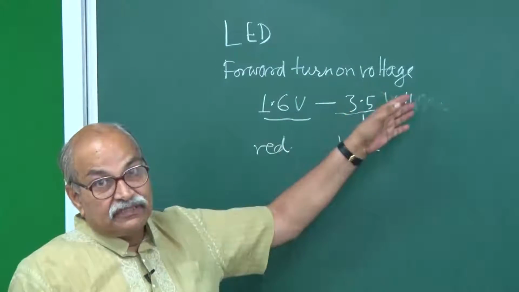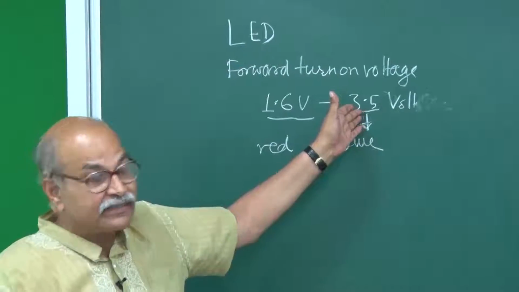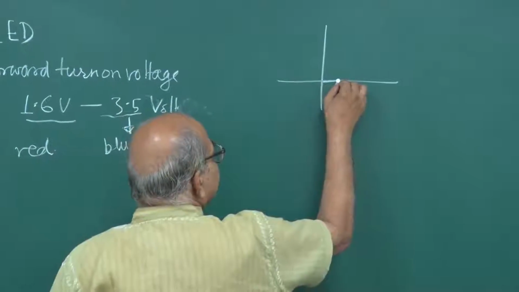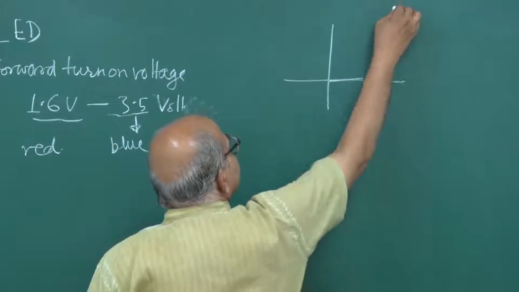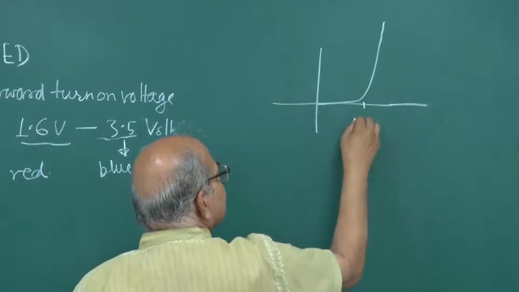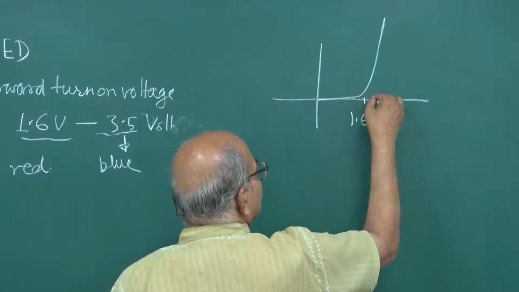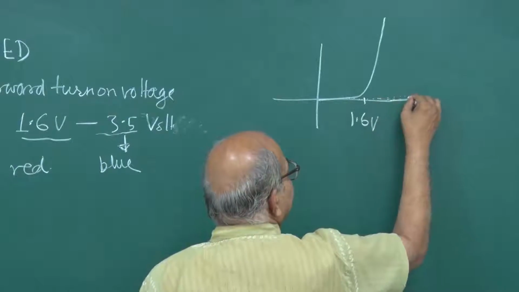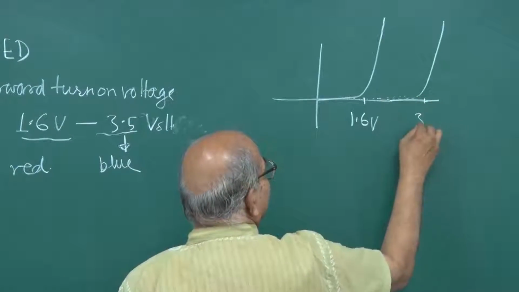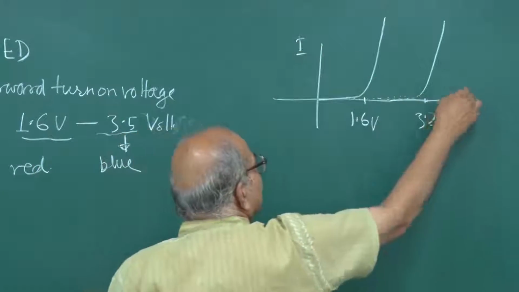And you should not give too much voltage after this forward turn on, because you know the diode characteristics. In forward bias it goes like this, suddenly it increases. So if this is, let us say 1.6 volt, and the other, let me draw another characteristic. Suppose one is this, and this is somewhere, let us say 3 volts or 3.2 volts. This is I and this is V, this is forward biased.